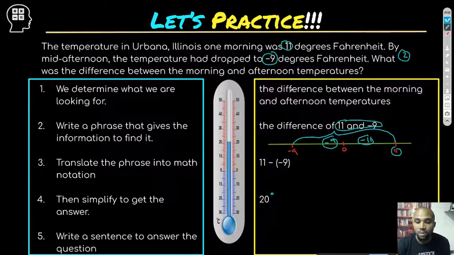And if you remember our rules, anytime we have this minus next to the negative, we know that is the same thing as 11 plus 9. So that's how we can get our 20, because there's a difference of 20 degrees it dropped.